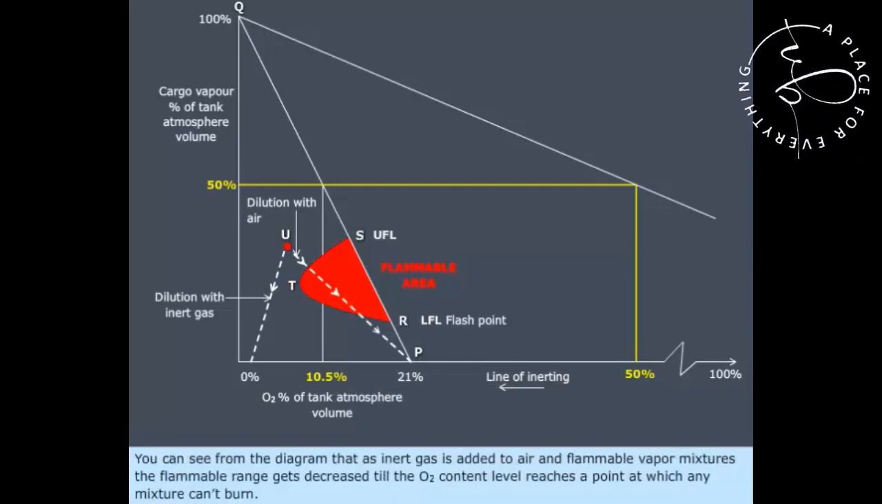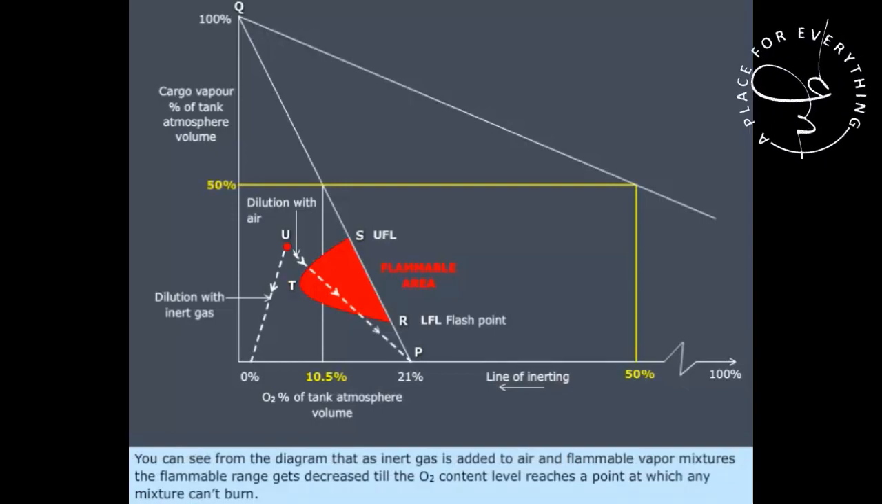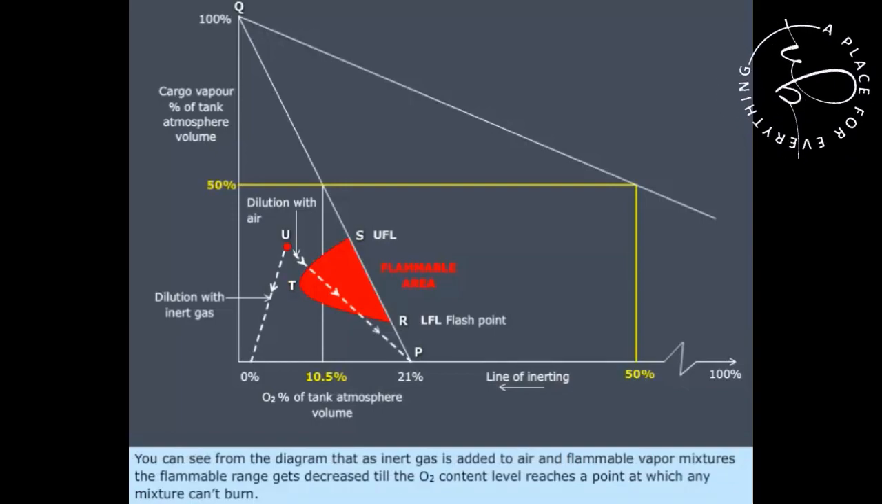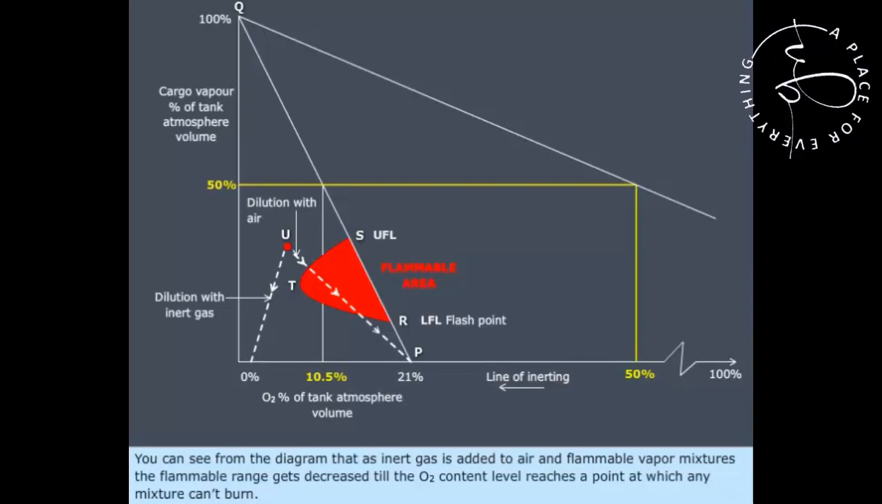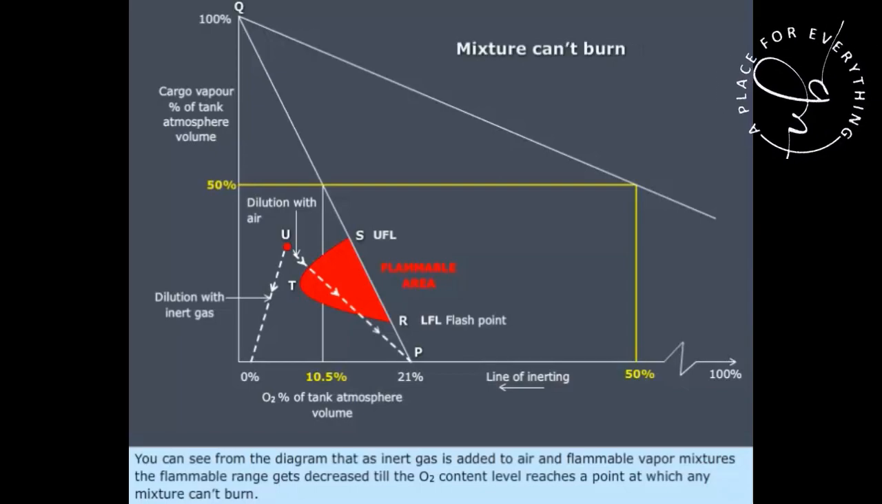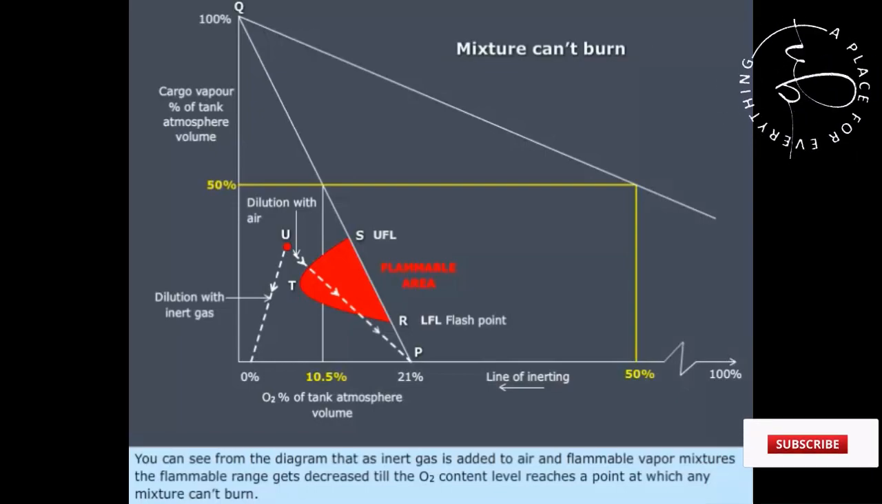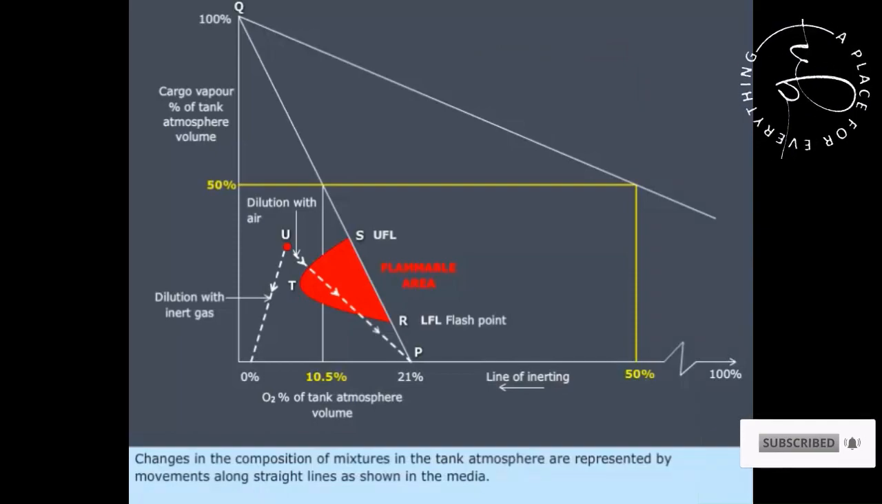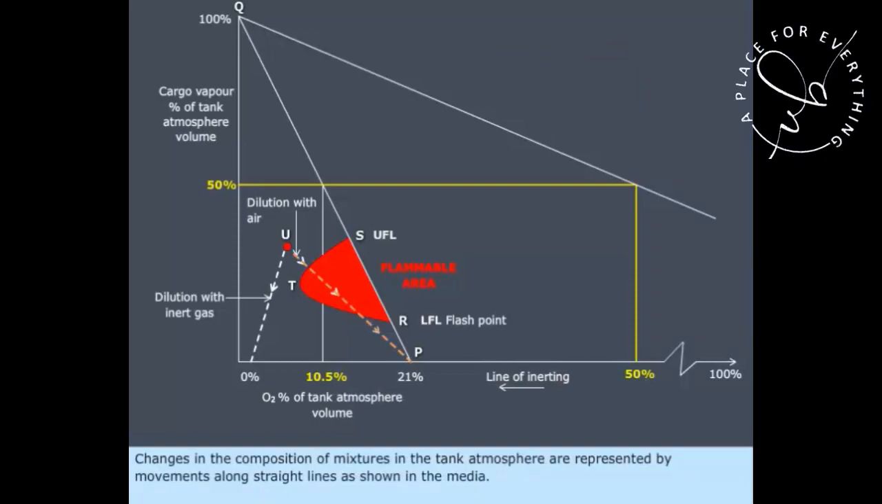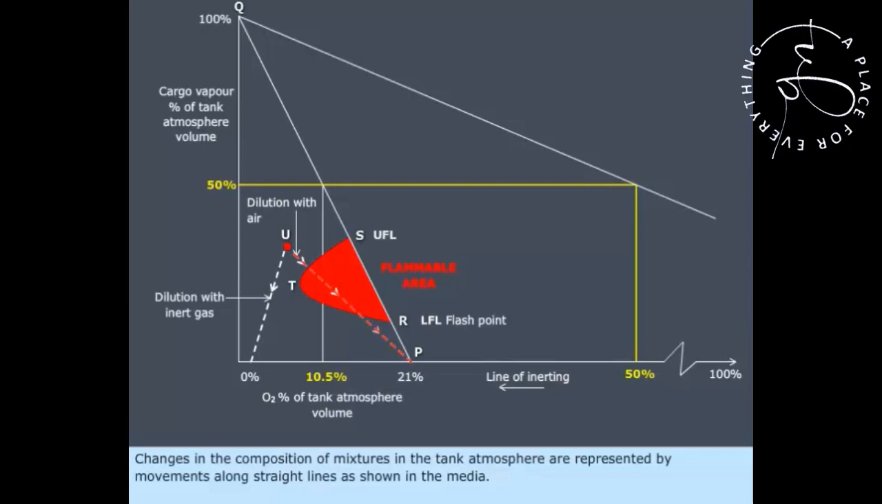You can see from the diagram that as inert gas is added to air and flammable vapor mixtures, the flammable range gets decreased till the O2 content level reaches a point at which any mixture can't burn. Changes in the composition of mixtures in the tank atmosphere are represented by movements along straight lines as shown in the media.